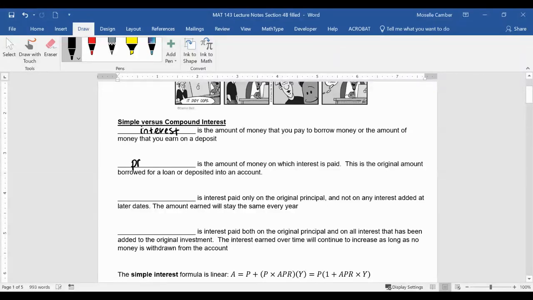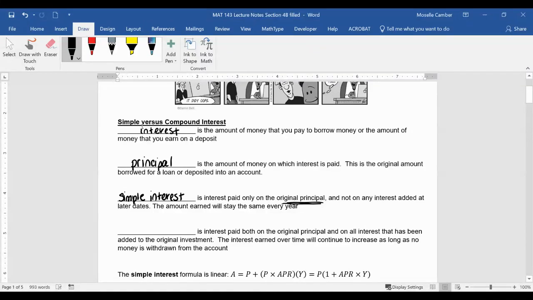Your principal is going to be the amount of money on which interest is paid. So normally it's going to be the original amount that you borrow from a loan or the original amount that you put into an account. Simple interest then is only going to be interest paid on the original principal, and not any interest added at later dates.